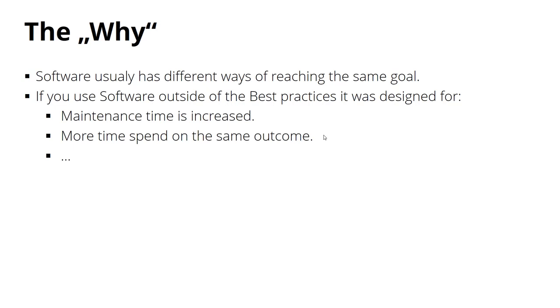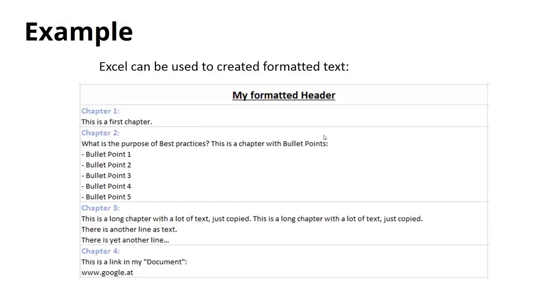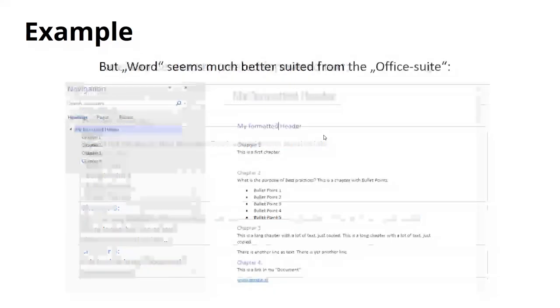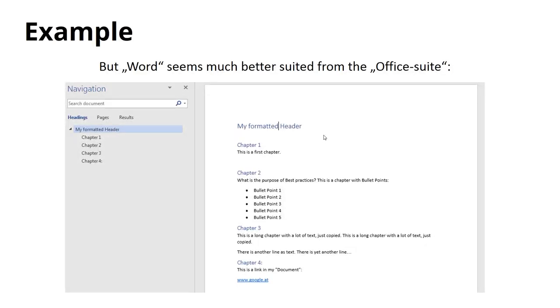If you use a software outside of those best practices, then maintenance time will be increased a lot and you will have more time spent for the same outcome. Here's a quick example. From the Office suite, you could use Excel, that everybody knows, for creating formatted text, right? It works. You can see here you have different chapters, you have a header, which basically looks as formatting as in any Word document. But it's much harder to reach the same goal than if you would simply use Word for that, right? In Word, you have support for formatting, you have much more space, and you have quick sections, navigation, and all that stuff that Word is famous for formatting text. Stuff that you would never be able to do with Excel out of the box.